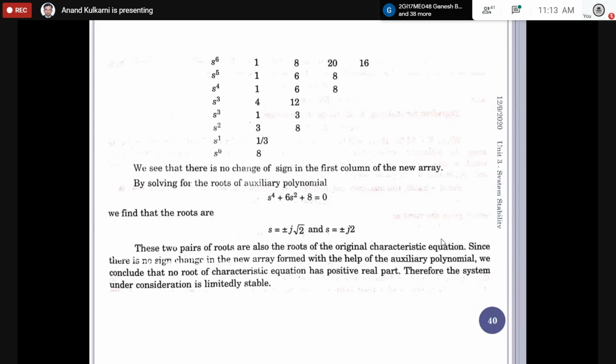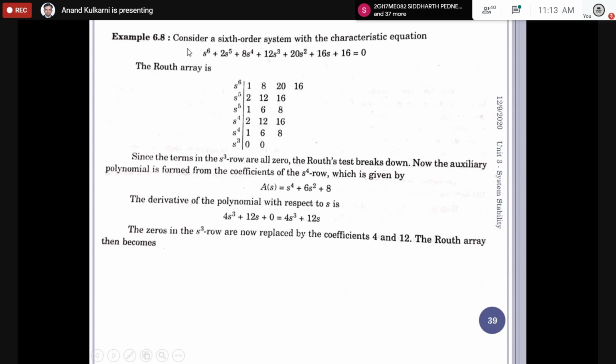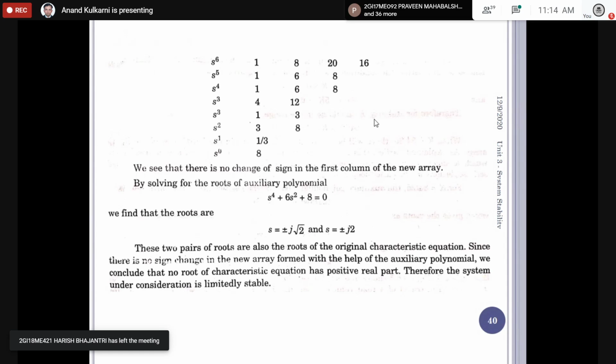See, it is not unstable, but it is not stable also, because there are roots on the j omega axis. Those roots we have already found out. The remaining 2 roots you can also find out by dividing the main equation by the auxiliary equation. That part I have not done. Because there are overall 6 roots, these are the 4 roots. So you take the main equation and divide it by the auxiliary equation, and you will get the remaining 2 roots. Those 2 roots will definitely be on the left hand side with a negative real part. Hence the system is neither stable nor unstable, hence it is limitedly stable.